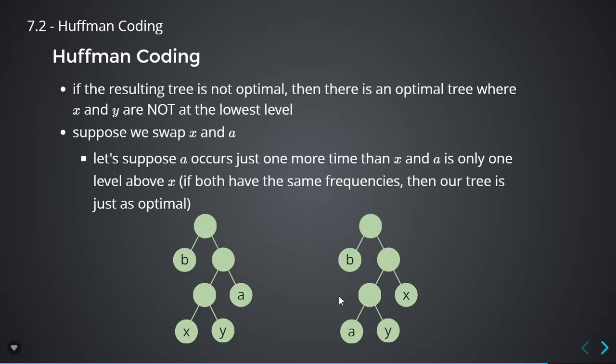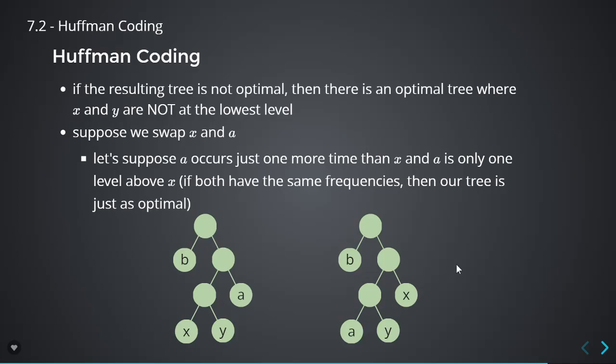So for our argument, let's just say that A occurs more often than X. Like we just say it happens one more time than X. And also we just say that A is only one level above X in my tree. Okay, so again, this is your tree, the supposedly optimal one, and this is my tree.